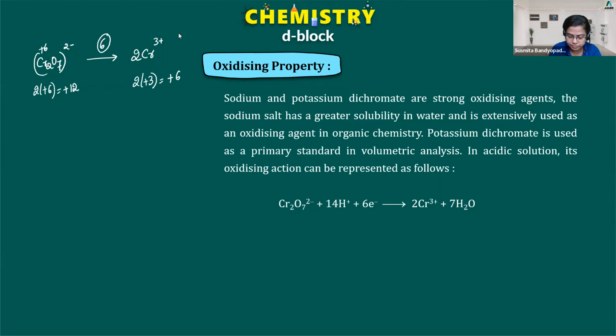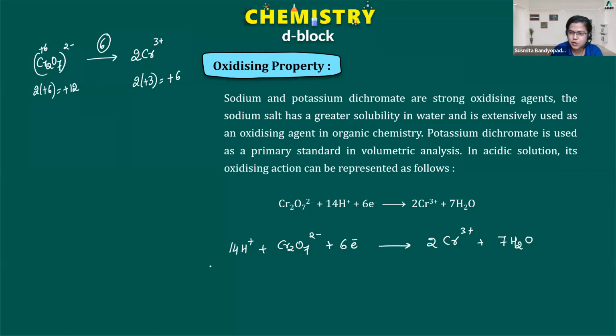Now what will happen? We'll write it here. Cr2O7 2 minus plus 6 electrons gives 2Cr3 plus. In acidic medium, the N factor of dichromate is 6. To balance the oxygens, I'll put here 7 water, and double of 7 is 14 H plus on the other side, so that the hydrogens are balanced.